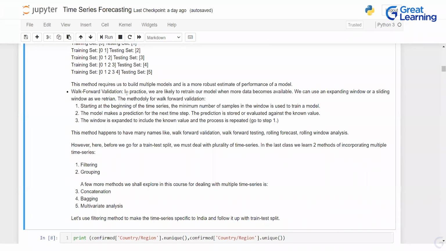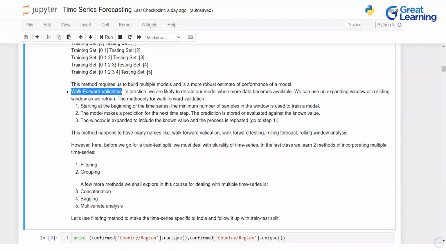An important method, something that is always used in the industry, is walk forward validation. There are also other names given to it: walk forward testing, rolling forecast, rolling window analysis. What we do over here is take an expanding window or a sliding window as we retrain. Starting at the beginning of the time series, the minimum number of samples in the window is used to train the model. The model makes the prediction for the next time step, only one next time step. The prediction is stored or evaluated against the known value. Because you already have the known value, you will check how it is.